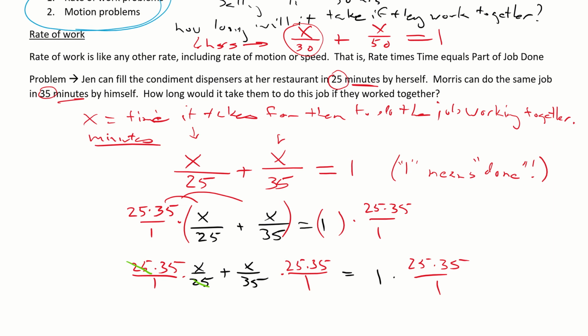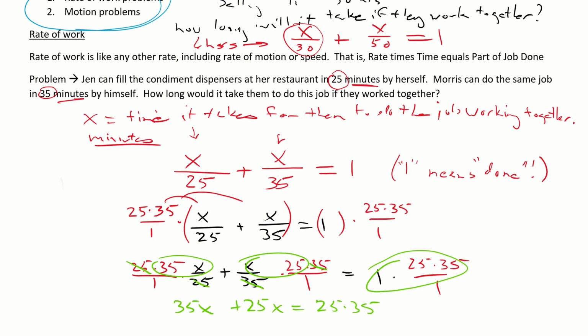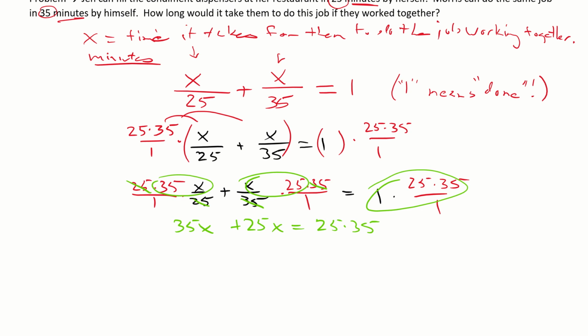The 25 cancels. Who's left? 35x. The 35s cancel. Who's left? Plus 25x equals, nothing cancels, 25 times 35. Okay, I guess I'll get my calculator out. So, let's see. 25 times 35 is 875.